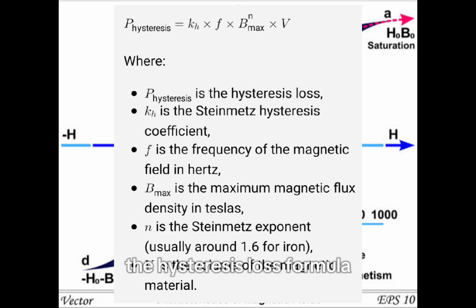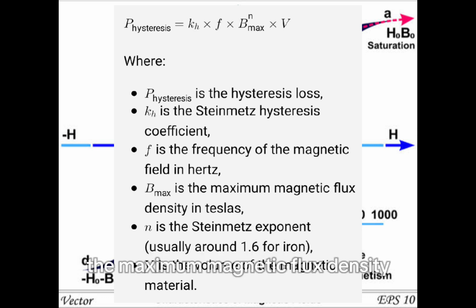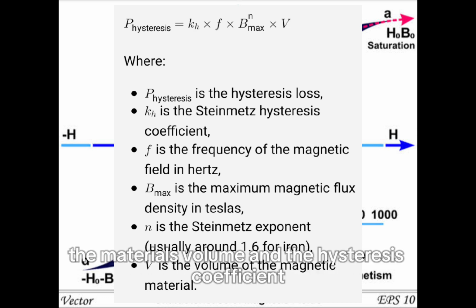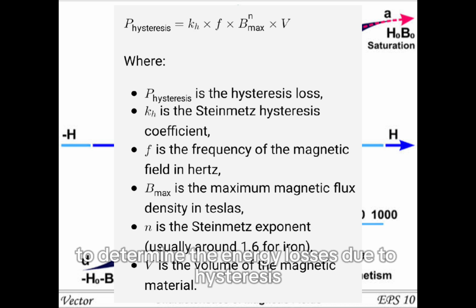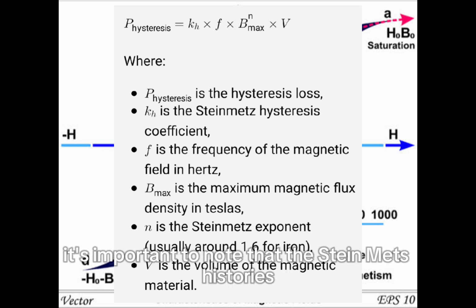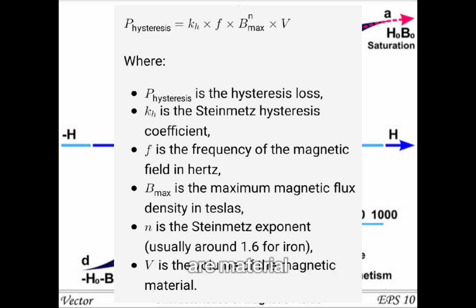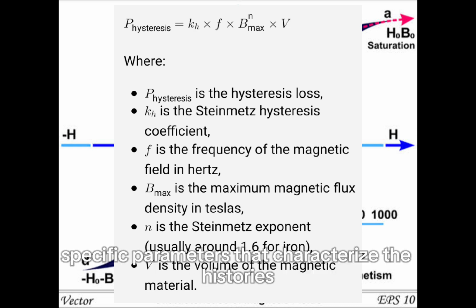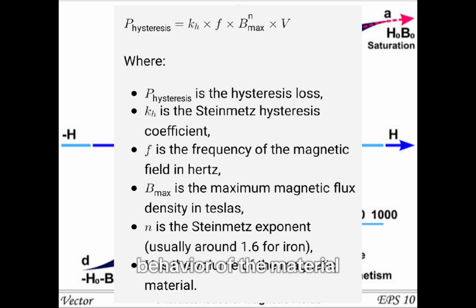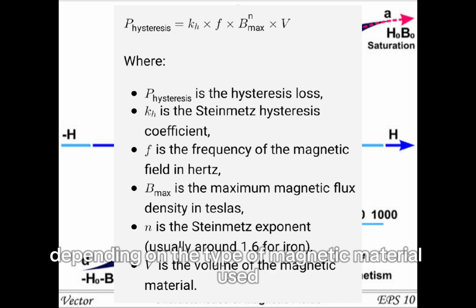The hysteresis loss formula considers the frequency of the magnetic field, the maximum magnetic flux density, the material's volume, and the hysteresis coefficient to determine the energy losses due to hysteresis in the material. It's important to note that the Steinmetz hysteresis coefficient and the Steinmetz exponent are material-specific parameters that characterize the hysteresis behavior of the material. These values are determined experimentally and may vary depending on the type of magnetic material used.